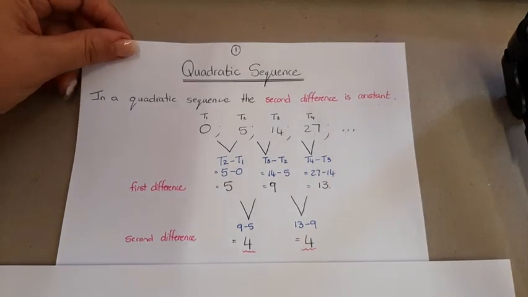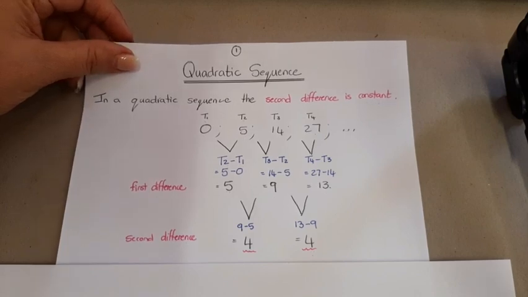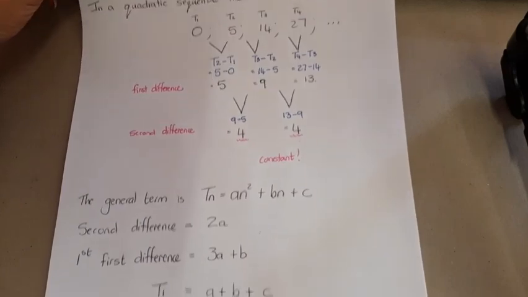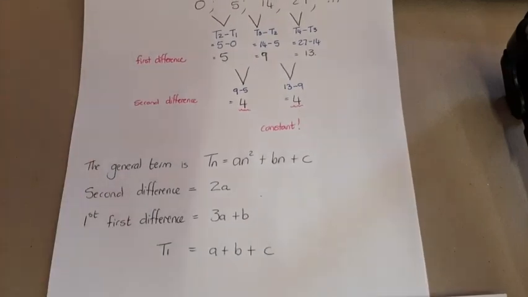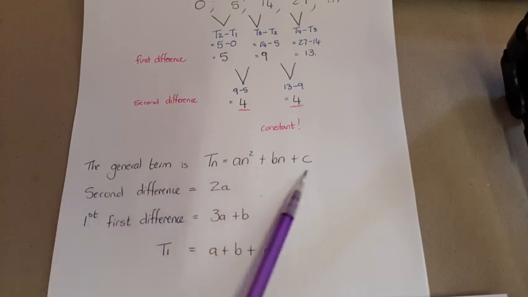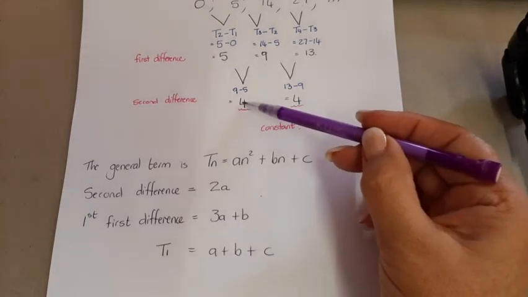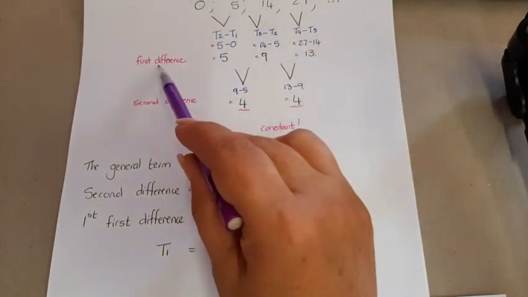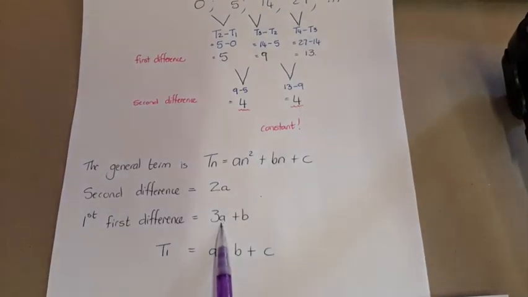We use 4 formulas in the quadratic sequence to answer all our questions. Here is a summary of all of them, and I will show you where they come from and how to use them. Our general term is this one. Our second difference, we use this formula. For our first difference, we use this formula, and to get term 1, we use that formula.